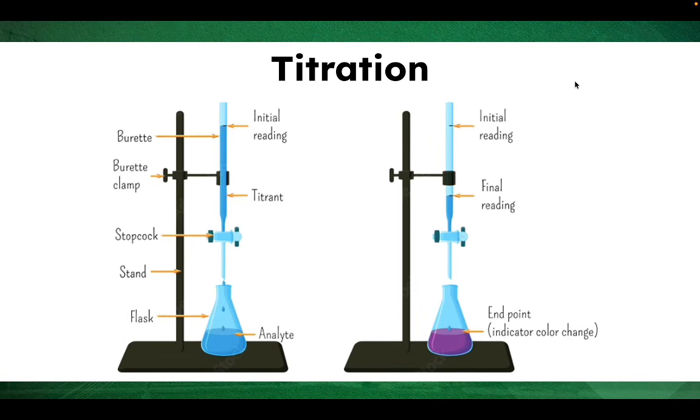This slide shows you the setup. So here, it is an iron stand with an iron clamp. Here's the burette. In the burette, you will see the titrant. The titrant is again the solution with known concentration. Here in the Erlenmeyer flask, you will see the analyte. So the initial reading starts from 0. This is the final reading when you reach the endpoint.